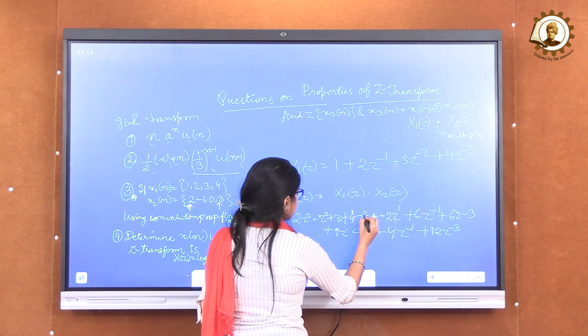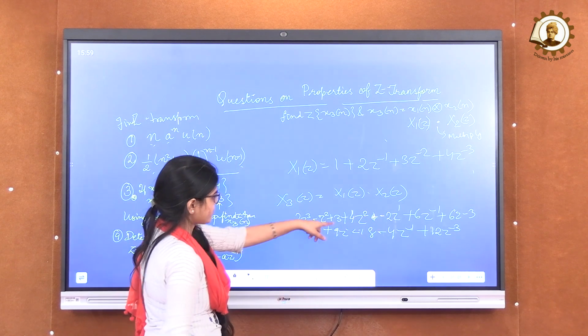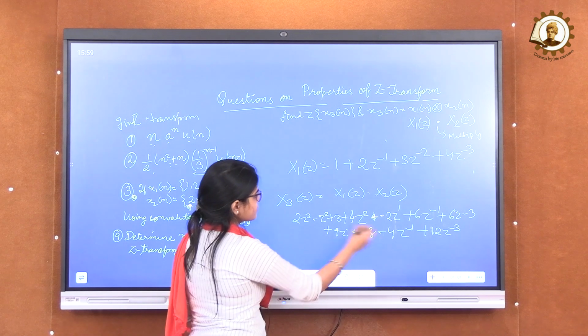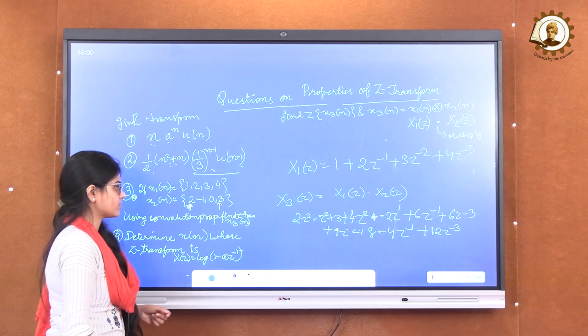This one was 4z square. So this square, wherever the power is square, add them all. This way you have to find out the final answer.